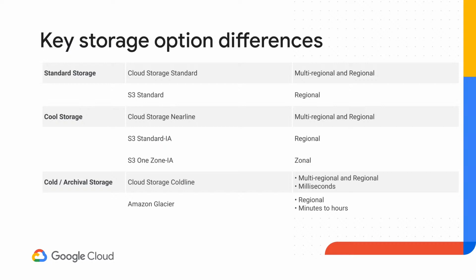While Cloud Storage Nearline is multi-regional and regional, S3 Standard IA, or infrequent access, is regional, and S3 One Zone IA is zonal. Google and Amazon each offer cold storage options for data that does not need to be accessed regularly or retrieved quickly. Cloud Storage offers an additional class called Cloud Storage Coldline, and Amazon offers Amazon Glacier. In addition to the deployment locality difference again, a key difference is the first byte latency. For Cloud Storage Coldline, it's milliseconds, which is the same as for Cloud Storage Standard. The latency for Amazon Glacier can range from minutes to hours.